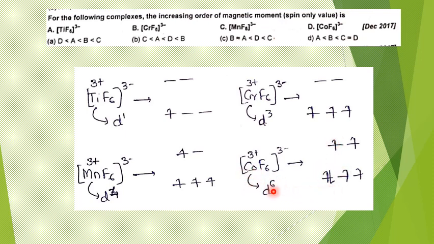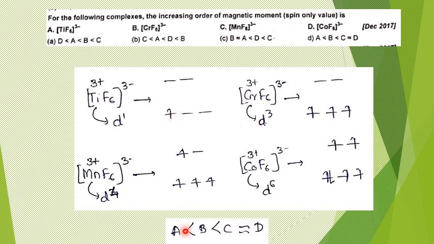And the d6 distribution will also leave us with 4 unpaired electrons. So here also we have 1, 2, 3, 4 unpaired electrons. Here also we have 4 unpaired electrons. Here 3 unpaired electrons, and here 1 unpaired electron. Spin only magnetic moment is directly proportional to the number of unpaired electrons.